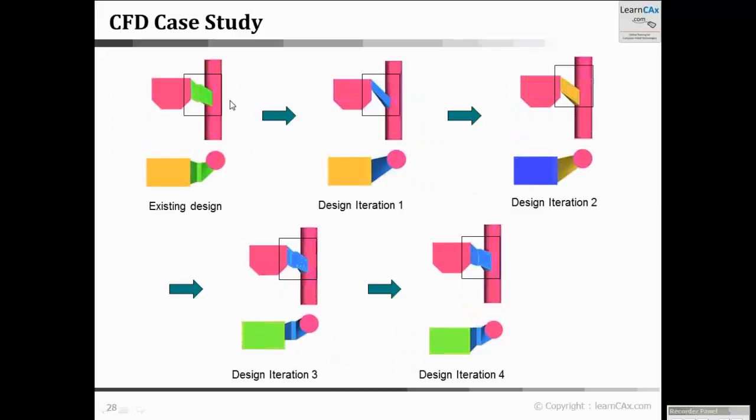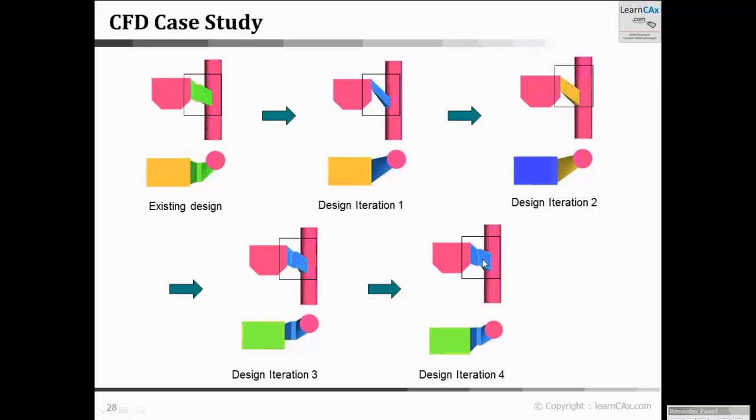So in order to reduce this pressure drop, we go on changing the design iteration by iteration. That is, we do CFD for this existing design, then we change this design as seen here. We are modifying this connecting section and do CFD on this also. We observe the pressure drop. If it is not satisfactory, we change the design again, and then we change the design again, and we come up with the final design, which is called design iteration 4.